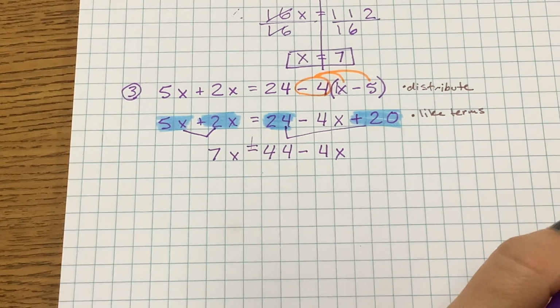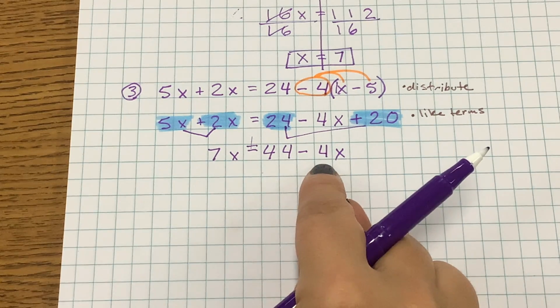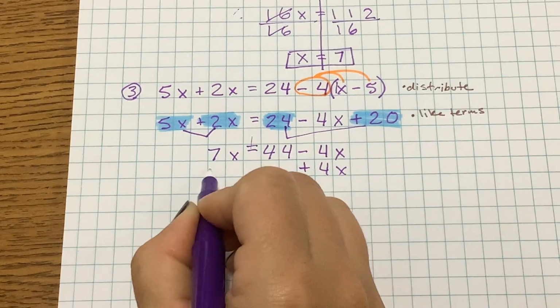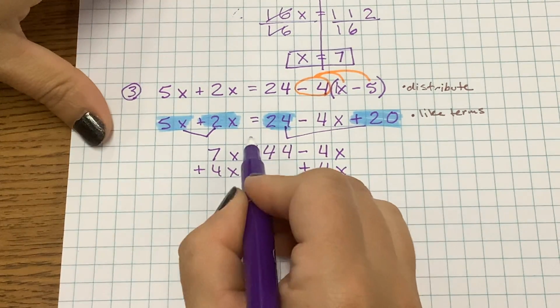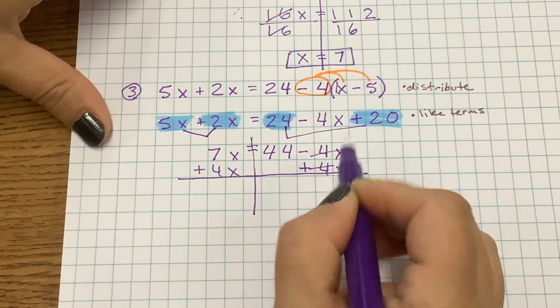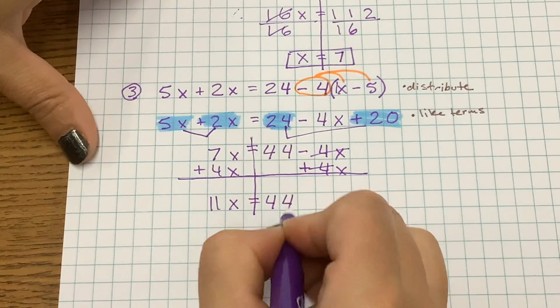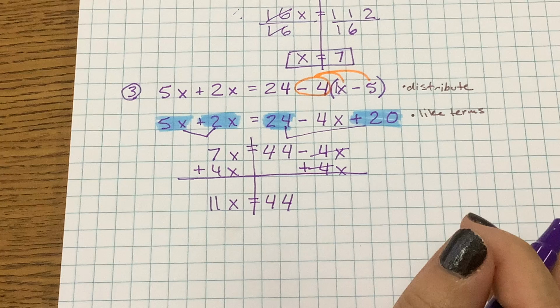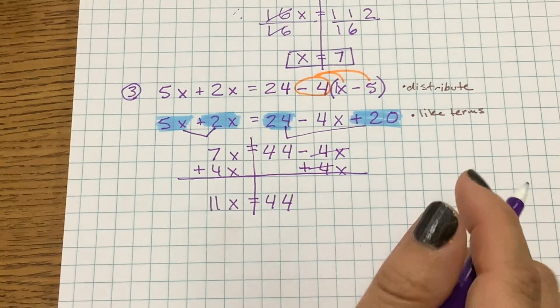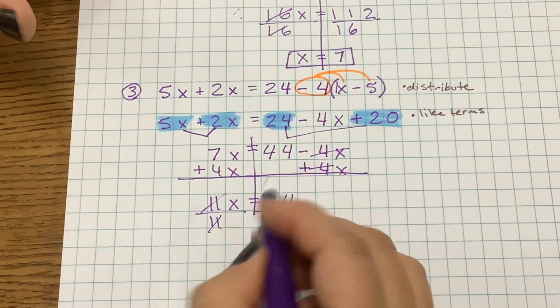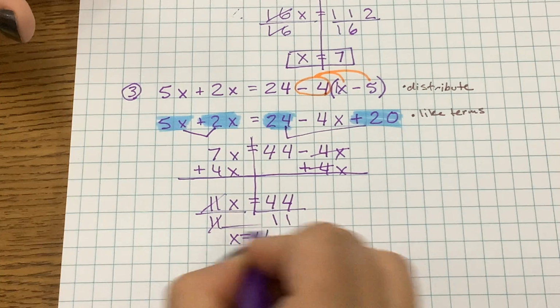Okay, do I have a variable on both sides? Yes, so what am I going to do? I'm going to move the least variable to the other side, so instead of minus 4x, I'm going to add 4x. 7x plus 4x, so 11x equals 44. And then my last step to get the x alone, divide by 11. And x is 4.